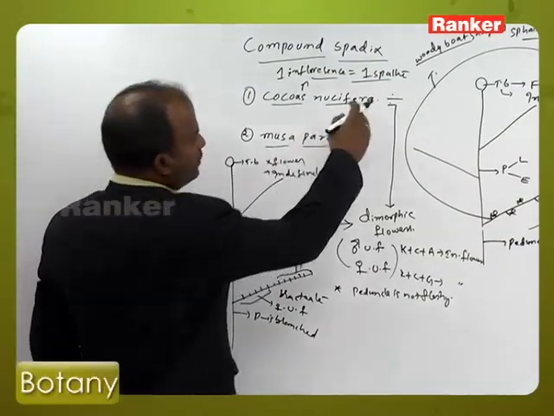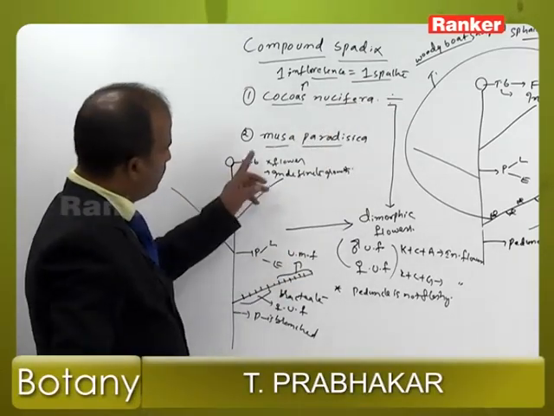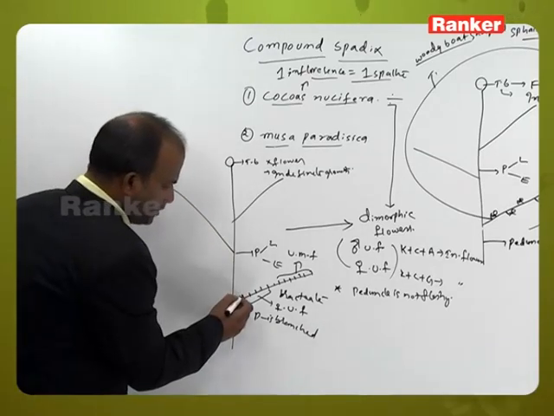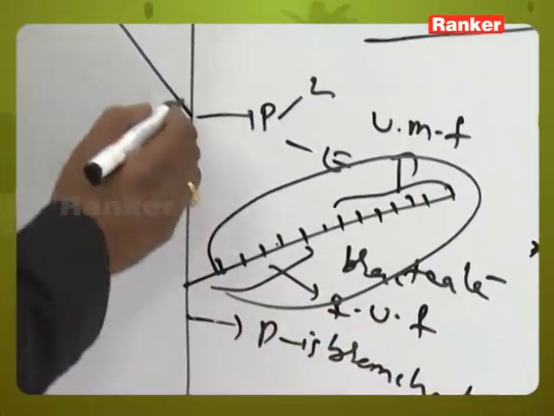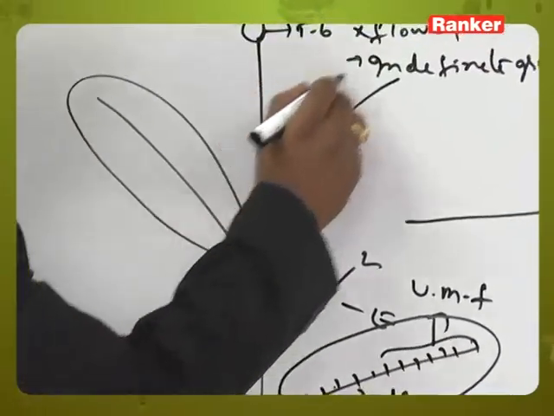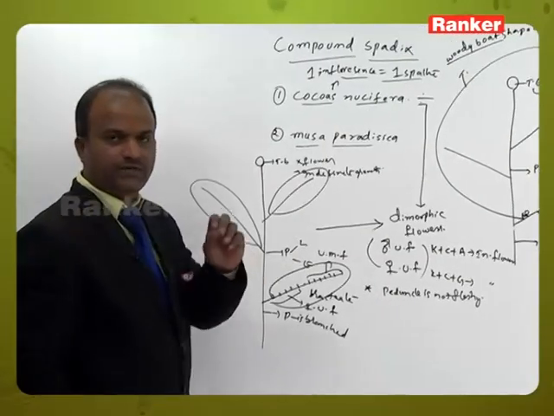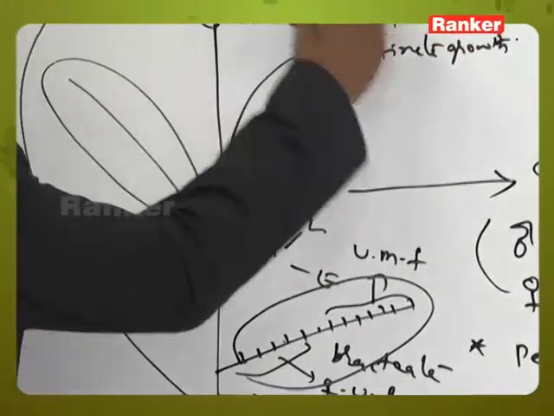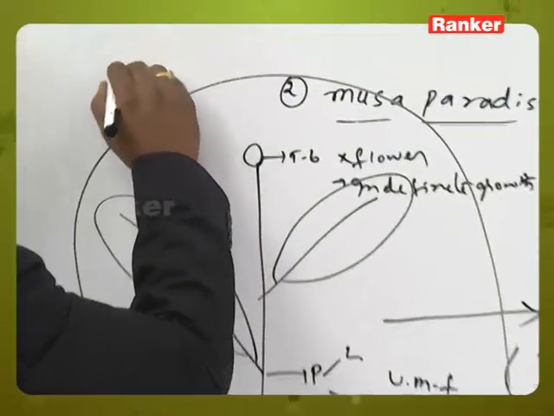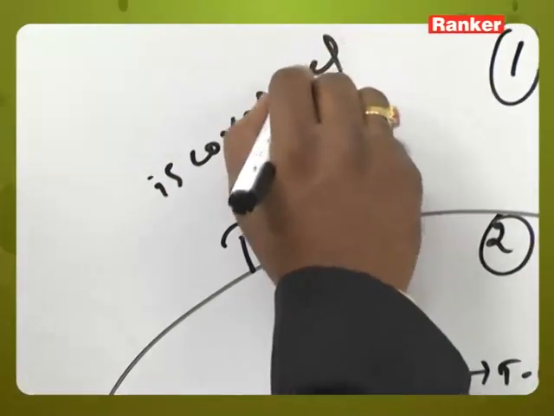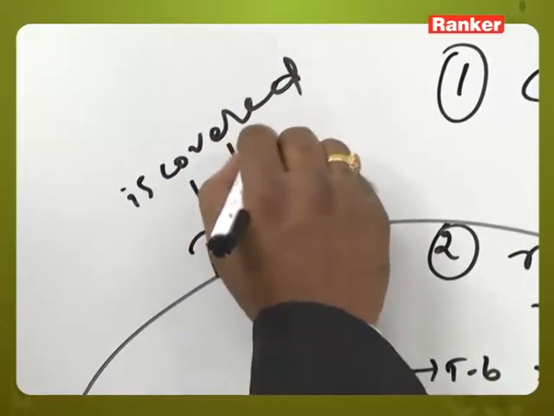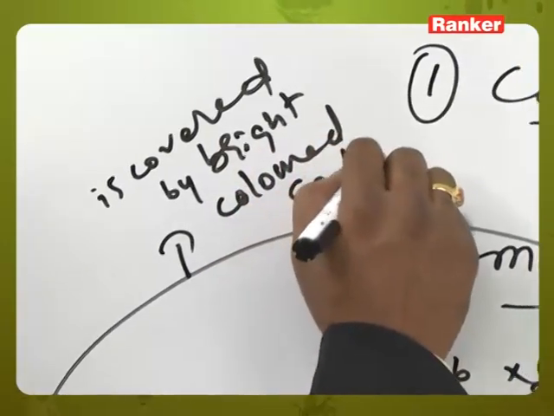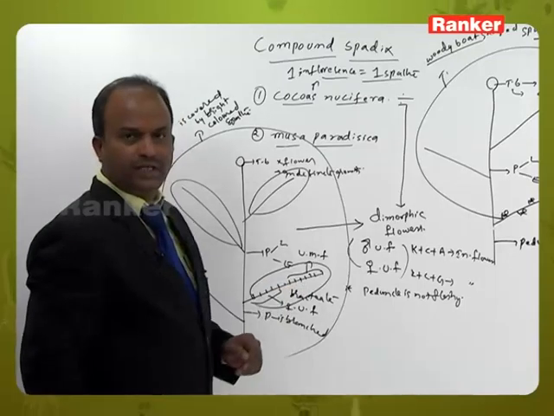And what is the difference between the spathe in Cocos nucifera and the spathe in Musa paradisiaca? Only one difference: each branch itself is covered with a leathery spathe, and the entire inflorescence is covered with a bright colored spathe.